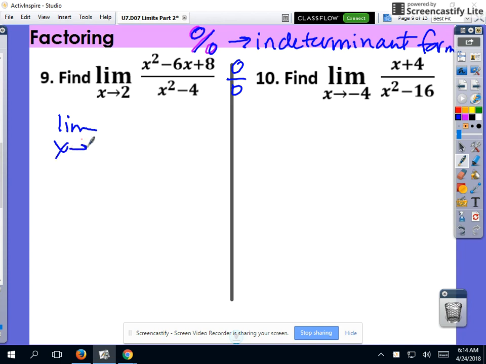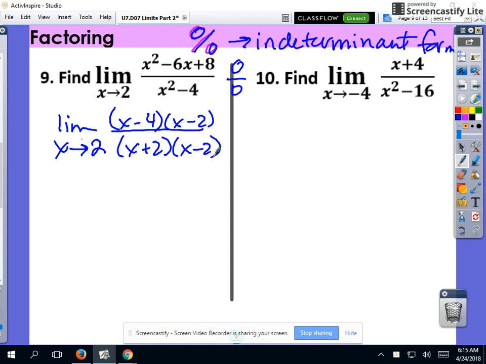So limit as x approaches 2 of, what would that be? That would be x minus 4, x minus 2. That's how that factors on the top, right? 2 numbers that multiply to make 8 and add to make negative 6. And then on the bottom, x plus 2, x minus 2. What do you notice? You notice that x minus 2, you can cancel because they're on the top and the bottom.